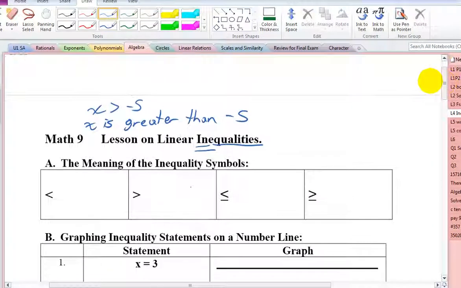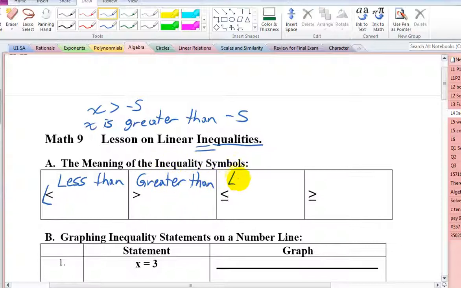Let's have a look at the meaning of the inequality symbols. This symbol kind of makes a letter L, and that's because it's the less than symbol. If it doesn't make the letter L, it must be greater than. So this would be less than or equal to, because it's got an equal sign on the bottom. In fact, when I write it, I cheat and make it more of an equal sign. Then the other sign would be greater than or equal to.